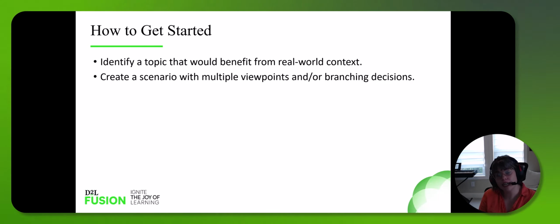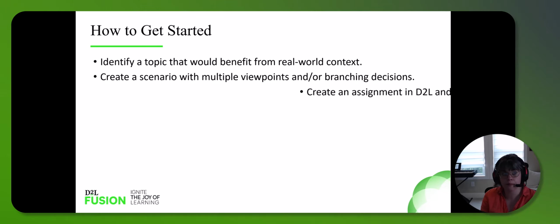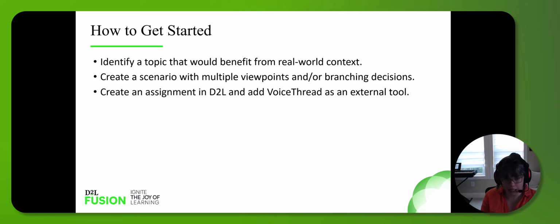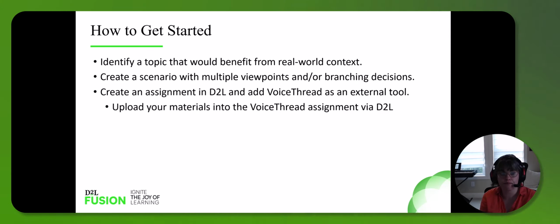And then you want to create a scenario with multiple viewpoints and/or branching decisions. And then create an assignment in D2L and add the VoiceThread as an external tool. And it'll give you the option. You're able to either do it as just a comment. So in my example where it was more discussion based, I would have added it as a comment. But if it was something where I needed students to create, like that example for the literature course, I would do it as an assignment where students create a VoiceThread themselves.